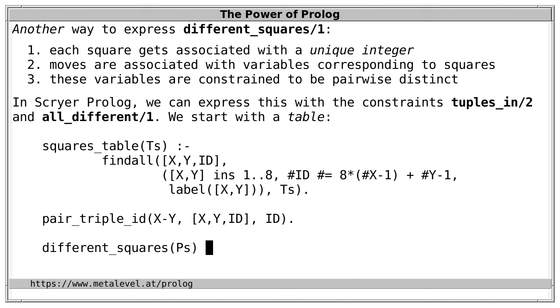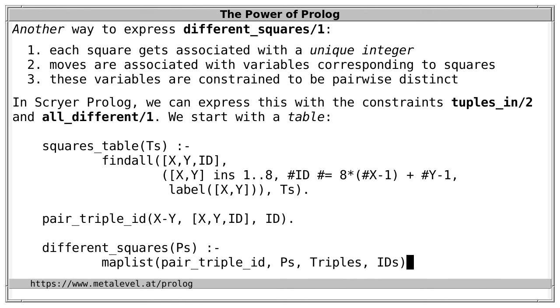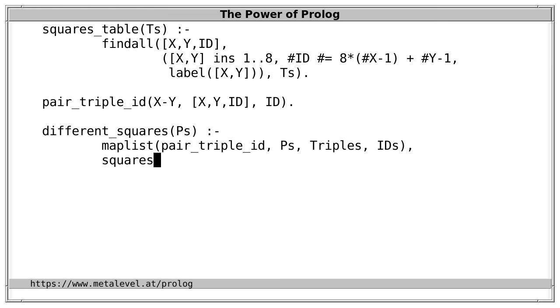And with these building blocks, it's easy to express that squares are pairwise different. First, we relate the pairs to such triples and IDs. So we extend each pair to a triple with a free variable as the last element to denote the ID. Second, we demand that T's is the squares table described above. And now we use the mentioned tuples in constraint to say each of the triples is an element of the table T's. So this is how we associate each square with a unique ID. And as more becomes known about the coordinates, also more becomes known about the ID and vice versa. Exactly as before, where we used an arithmetic relation, but now expressed in a different way using tuples in.